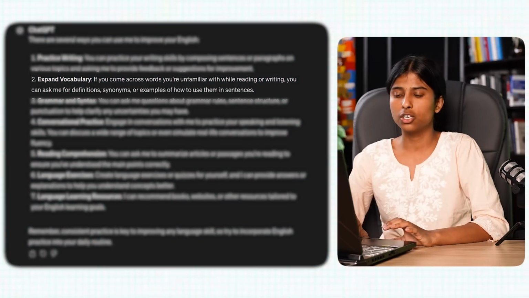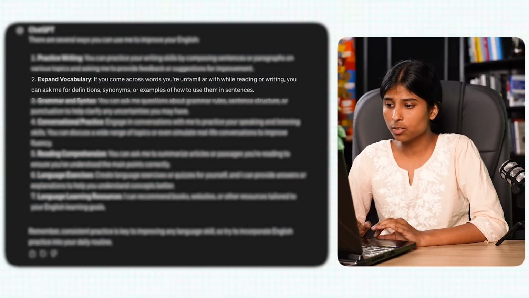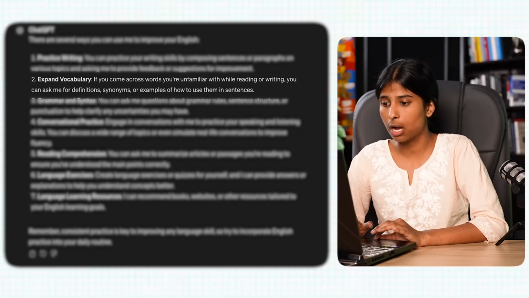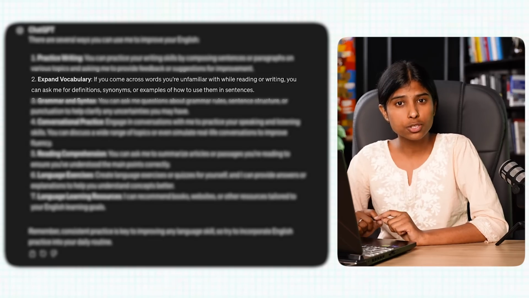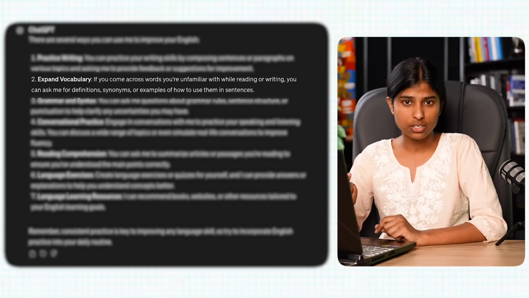Next we have learn new vocabulary. So you can ask me about the meanings of specific words or phrases you encounter while reading or listening. You can also ask for synonyms or antonyms to expand your vocabulary. So you can do that as well.